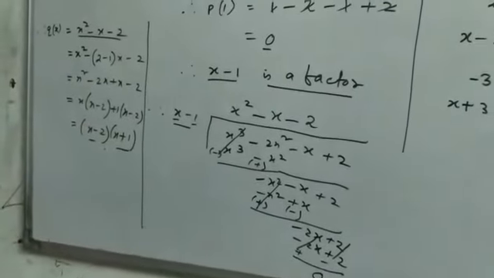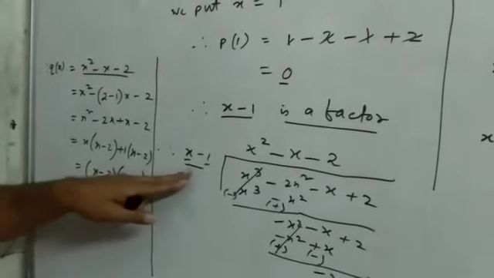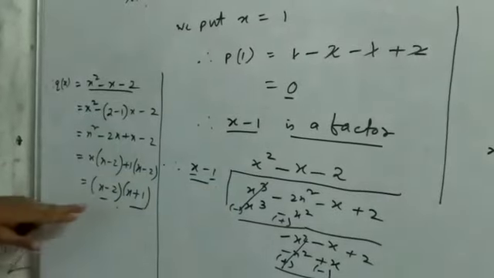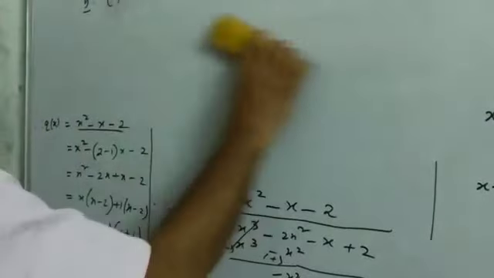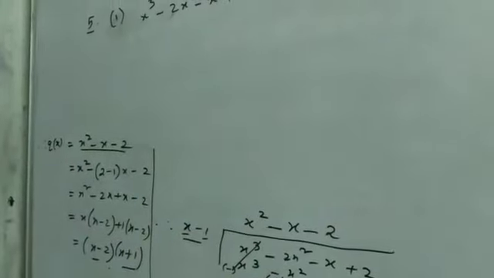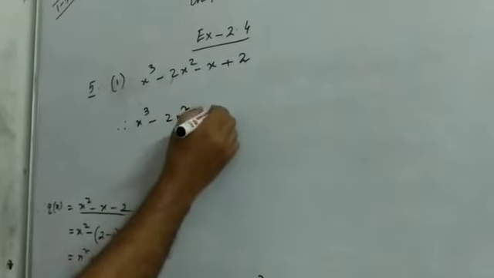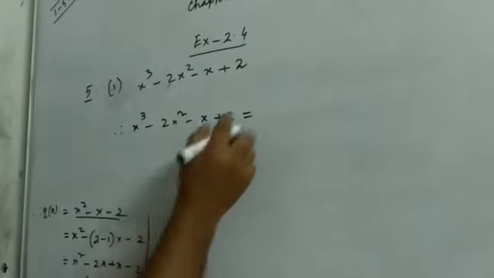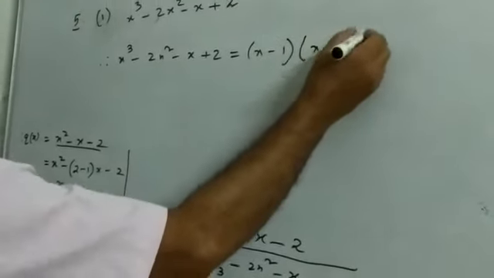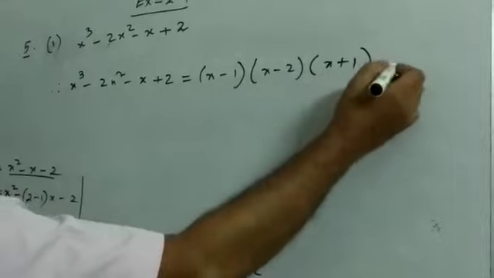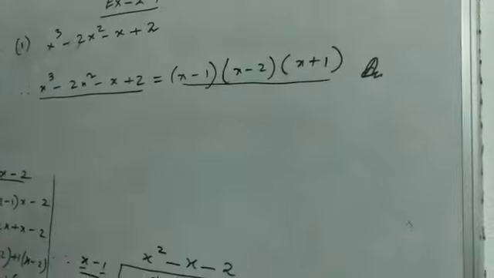Now at last we will write the answer. Here 2 factors: x minus 2 and x plus 1. Previously we got 1 factor, x minus 1. So these are the total 3 factors. So we will write the answer. You see here how to write that last answer. Therefore we will write x cube minus 2x square minus x plus 2 is equal to, the first factor we got x minus 1, times the product of these 2 factors x minus 2 and x plus 1. So this is the answer. So this polynomial is factorized and these are the factors.